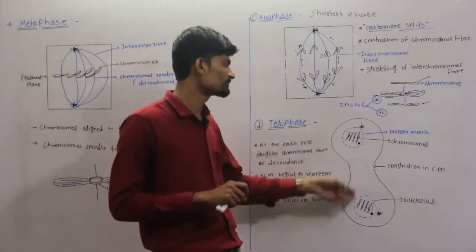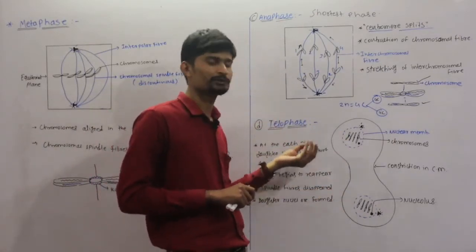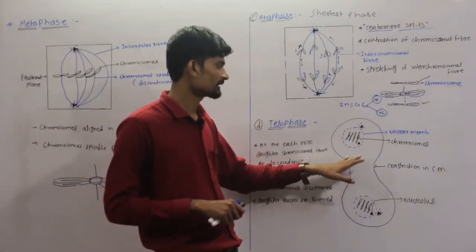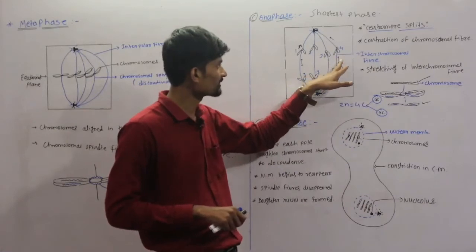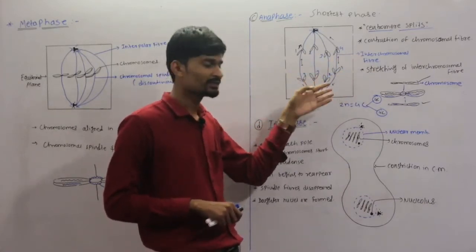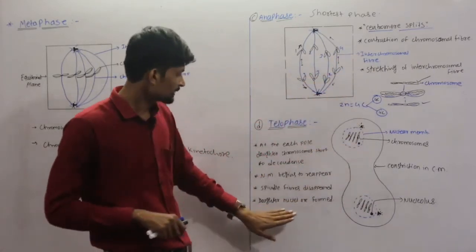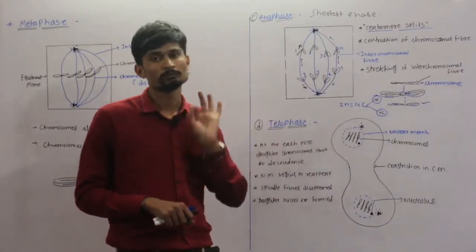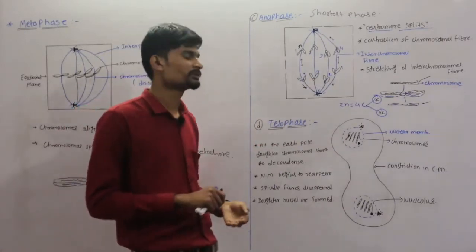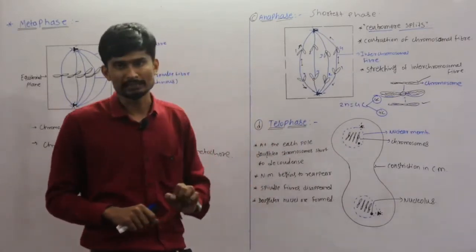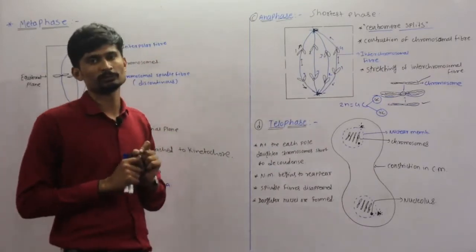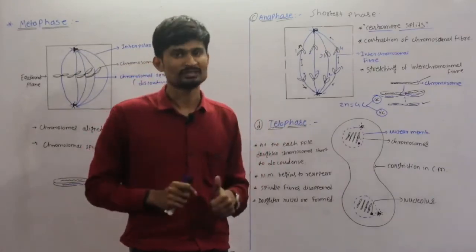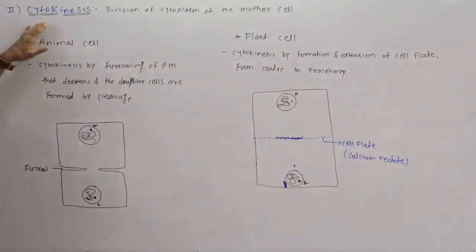Spindle fibers also disappear, but the spindle fibers start to appear in prophase. So here I am not showing the spindle fibers because they disappear. The spindle fibers, that is the chromosomal and interchromosomal fibers, have disappeared. And finally, the daughter nuclei are formed at the two respective poles. And after telophase, there is cytokinesis, meaning the division of cytoplasm, which finally leads to the formation of two daughter cells. Next topic is cytokinesis.